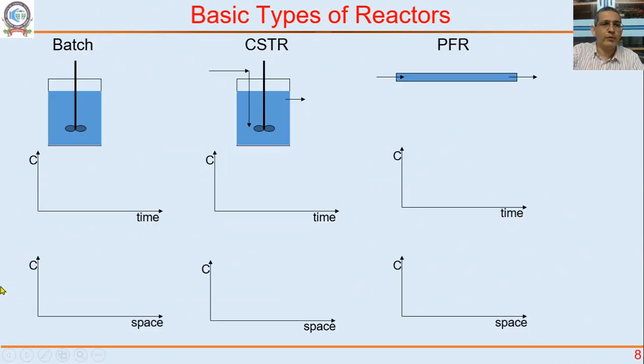Okay, what I want you to do is, for each of these, write down how concentration of, say, a reactant or a product changes with respect to time, and how concentration changes with respect to space. For CSTR, as you are aware of it, how concentration changes with time, how concentration changes with space. For a PFR, as you are aware of it, how concentration changes with time, and concentration changes with space. Pause the video, do this for yourself.